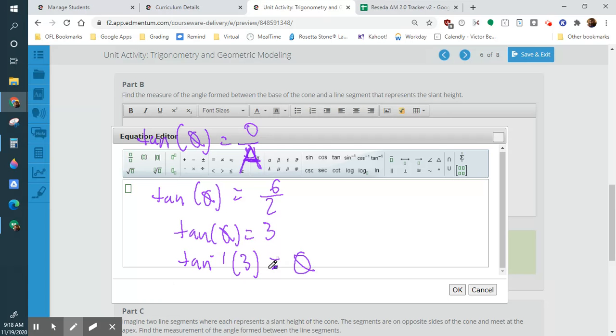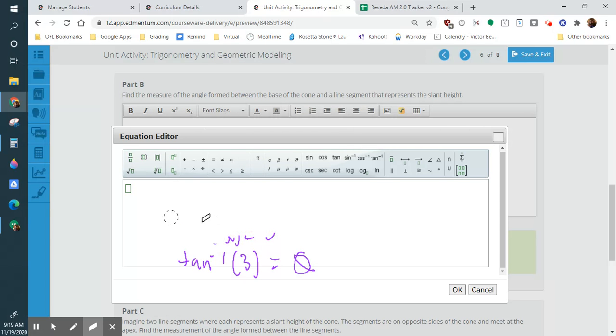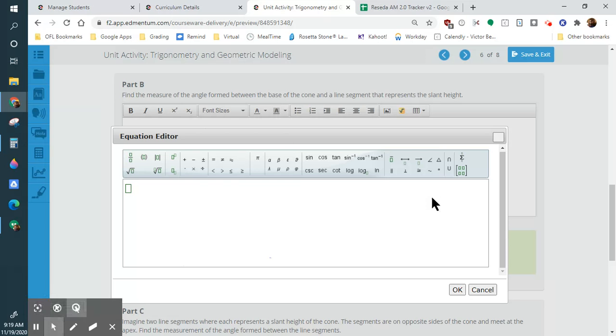Try to do it to a few decimal places. I never like how many decimal places Edmentum uses. I feel they always give you way too little. And that'll be how you solve for that angle. So make sure you're showing your work, otherwise you do get points taken off.